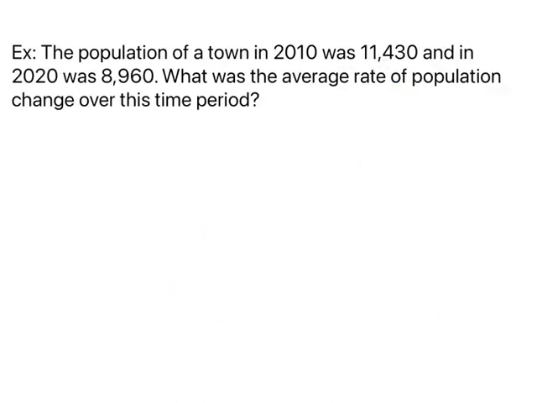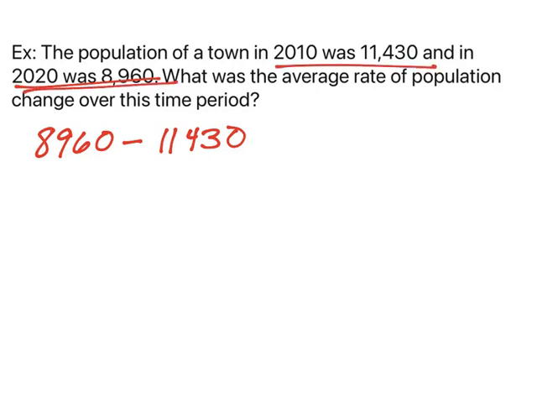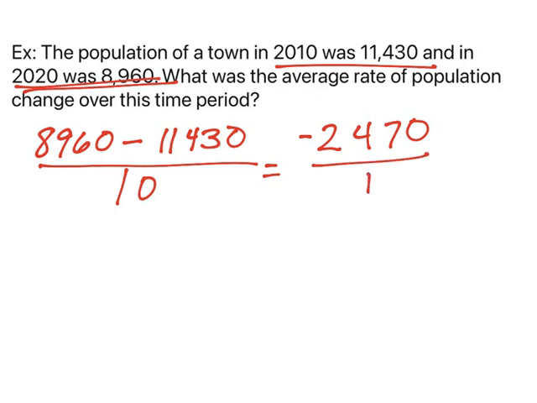Let's do one more. The population of a town in 2010 was 11,430, and in 2020 was 8,960. What was the average rate of population change over this time period? Well, I always like to start with most recent. So if I say 8,960, and we're going to subtract, what was the change in population? And it decreased, right? So from 2010 to 2020, over those 10 years, it decreased. So if I subtract in the numerator and take 8,960 minus 11,430, I get a negative 2,470 over 10.